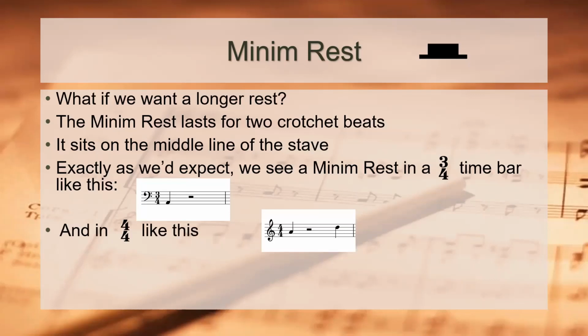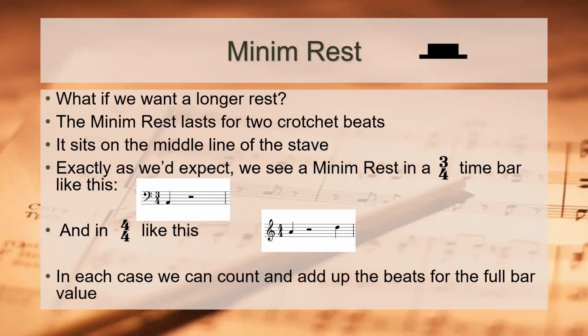Here we're back to the treble clef now. We've still got that scale starting this time on the A on the treble clef, A, then a minim rest. So 2 beats of rest, the minim rest sitting, as we've said, on the middle line of the stave. 2 beats rest, and then the 4th beat of the bar, the D, is a single crotchet. So 1, 2, 3, 4, adding up to the 4 beats for the 4/4 time signature. In each case we can count and add up the beats to give us the full bar time value.